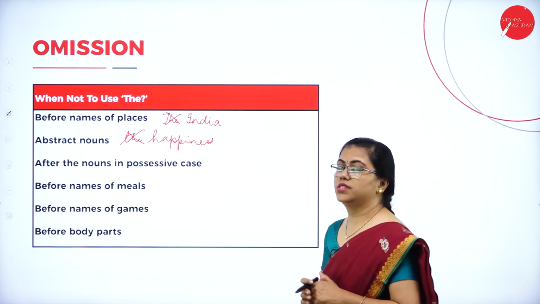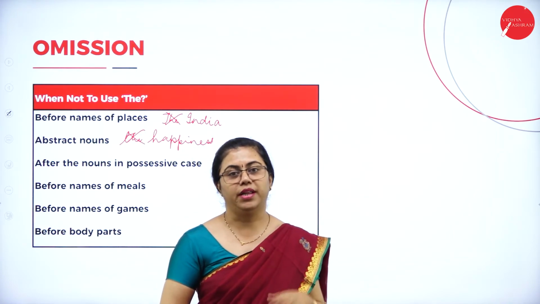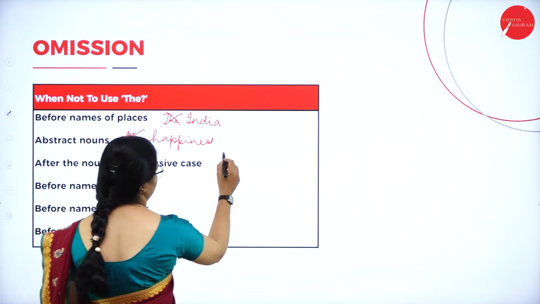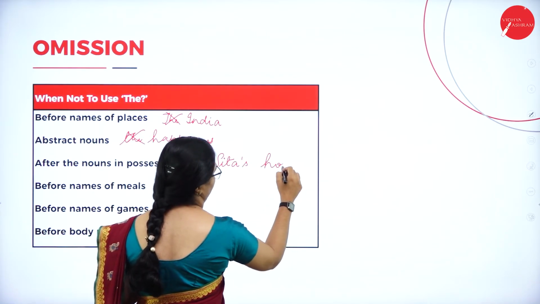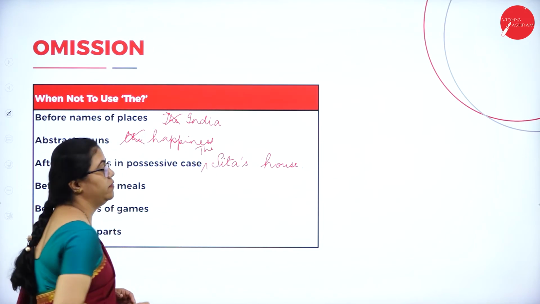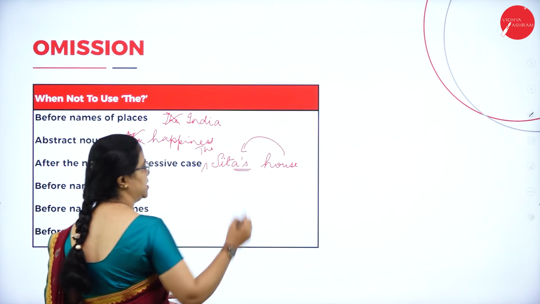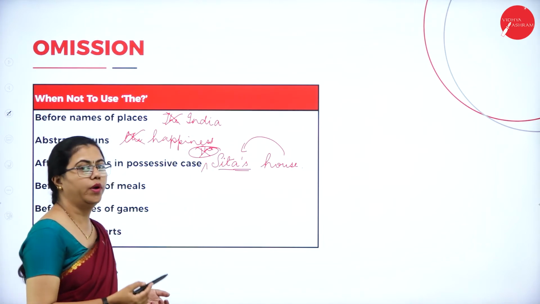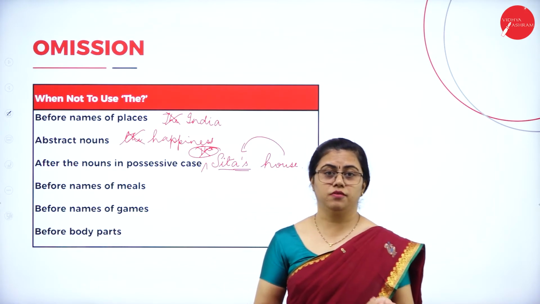Then after nouns in the possessive case. Possessive case means you are talking about something that belongs to somebody. How do you show a noun in possessive case? Suppose you take Sita's house. In such cases, you don't use the here. I went to the Sita's house? No, this is possessive case. This house belongs to Sita, that means Sita is in possessive case. You don't use the over here. So you don't use the definite article when you're using a possessive case noun.